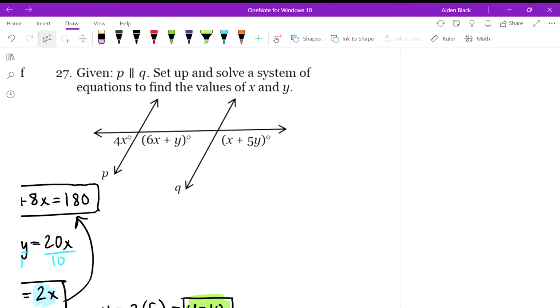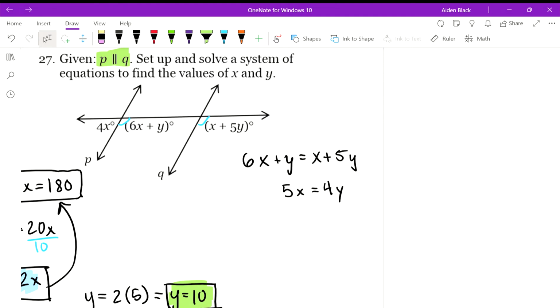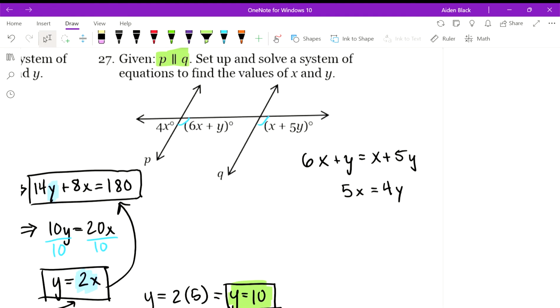Now let's set up a system of equations for this set. We know that P and Q are parallel. So again, that provides us with information such as these two angles are corresponding, therefore they're equal. So I can set up this equation. If I simplify it by subtracting x from both sides and subtracting y from both sides, I get this. Before I simplify it further, I'm going to write another equation. So here's equation number 1.